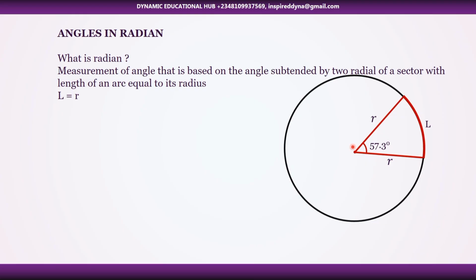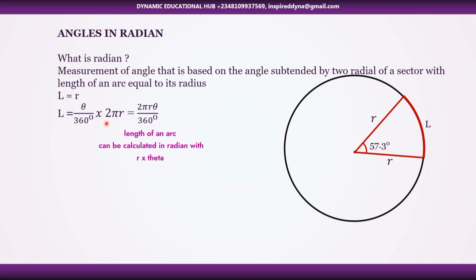Now let's see how to get this 57.3 degrees. Remember that we know that the length of an arc will be equal to the radius. So that is what we want to use. Don't forget from mensuration the formula to find the length of an arc. Length of an arc is theta over 360 degrees multiplied by 2 pi r. So if you multiply theta with 2 pi r, what are you going to get? We get 2 pi r theta over 360 degrees. That is the length of an arc.